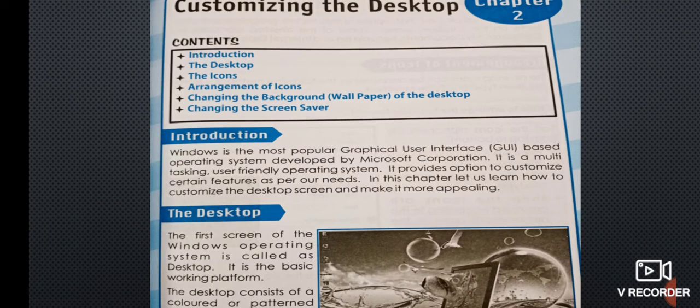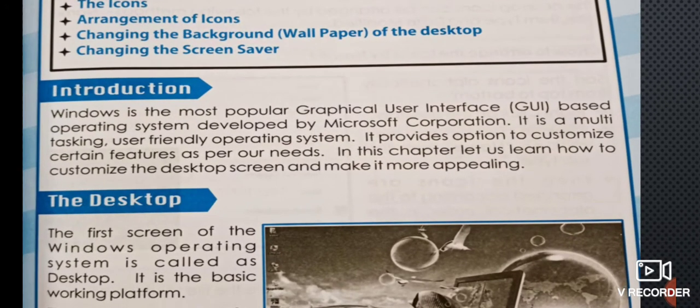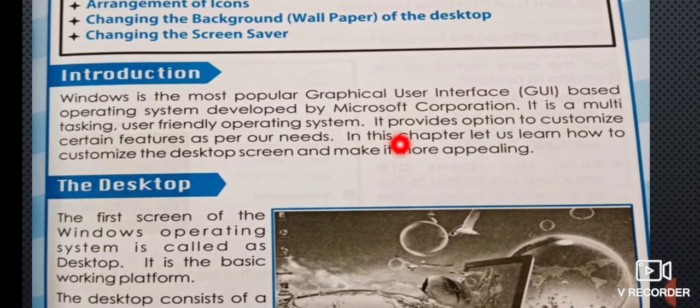First of all, what is Windows? Windows is the most popular graphical user interface, and it was developed by Microsoft Corporation. It is an OS, an operating system. Just like humans have a heart, a computer also has a heart called the OS. Without an operating system, we cannot do any functions using a computer. Windows is one example of an operating system.